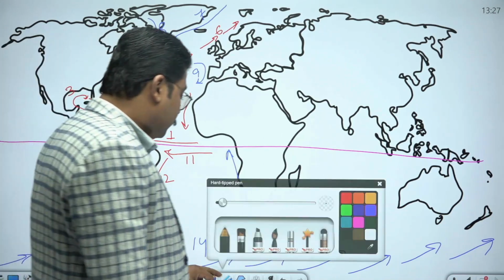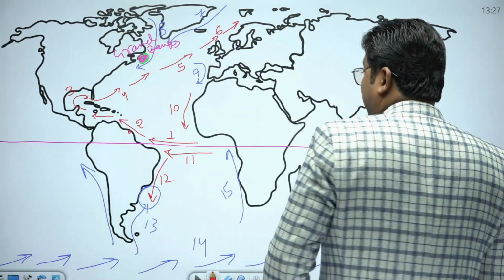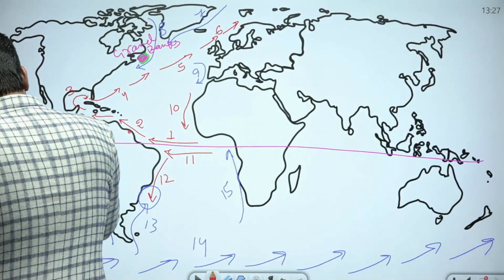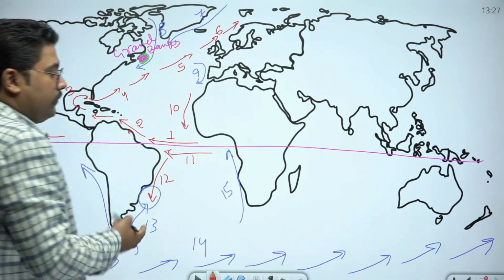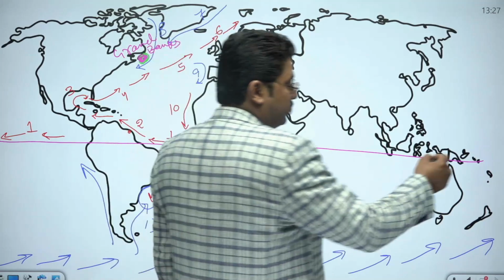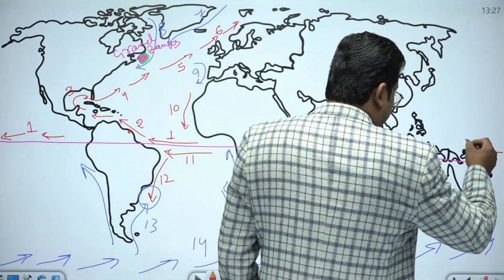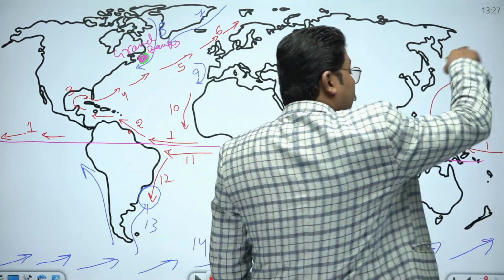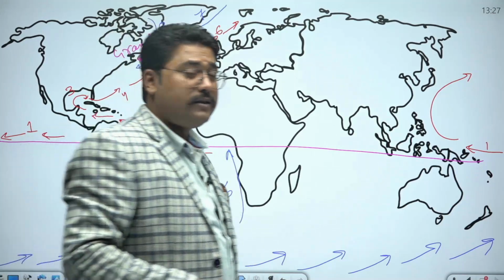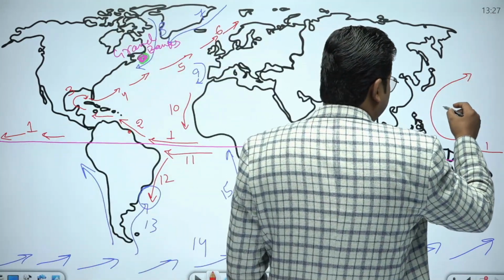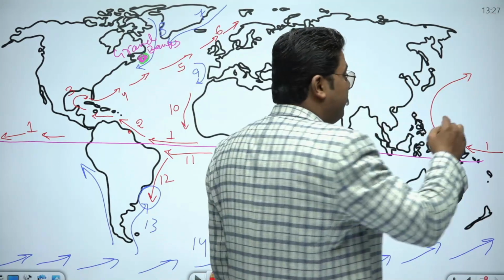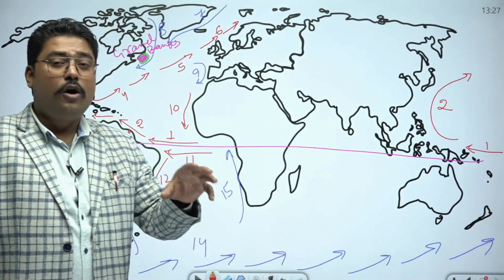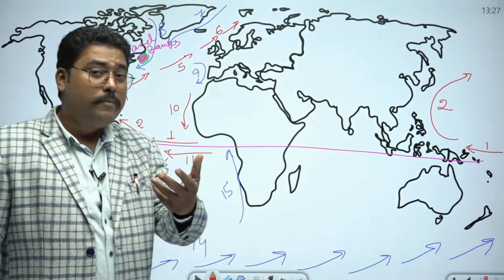Now we are moving to the Pacific Ocean, and if we notice in the Pacific Ocean, when the North Equatorial Current will move, it will take the path according to the eastern coast of Asia and move along the eastern coast of Japan as the Kuroshio current or Japan current, which is warm in nature.